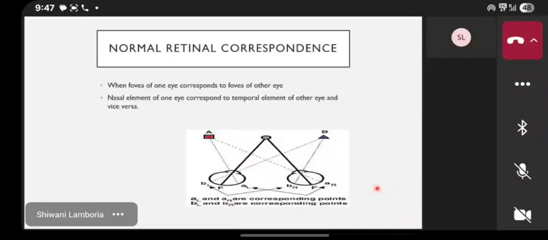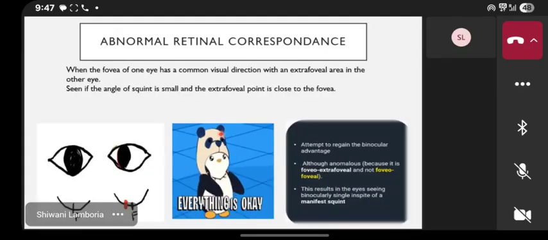Then normal retinal correspondence is when the fovea corresponds to the fovea of the other eye, and when the nasal element of one eye corresponds to the temporal element of the other eye and vice versa. Abnormal retinal correspondence is when the fovea of one eye has a common visual direction with an extrafoveal point in the other eye, not the foveal, and it is seen if the angle of squint is small and the extrafoveal point is very close to the fovea.